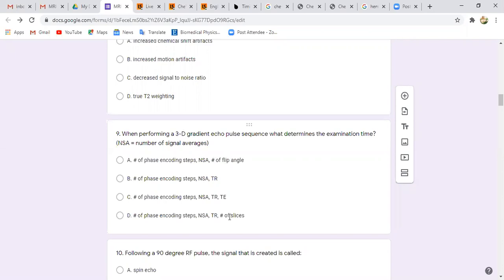Because you have so many slices you are dealing with. If it had been just one, there wouldn't be a need for the number of slices, because the slice is just that slice. But because we are dealing with a 3D gradient echo, the number of slices will definitely matter. The number of NSA and the number of phase encoding steps are common to all of them. So, sir, it's D.